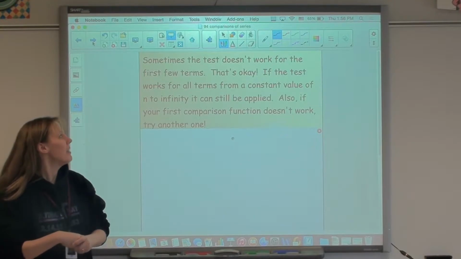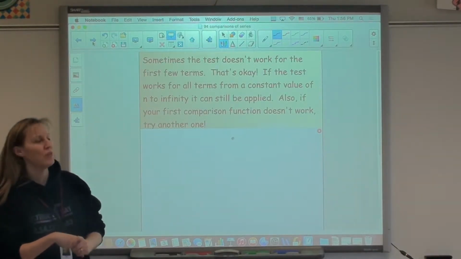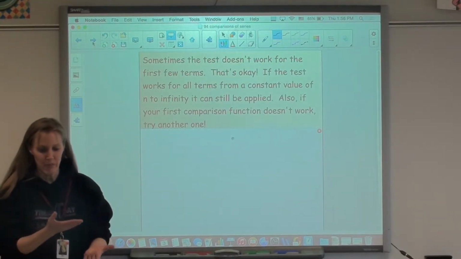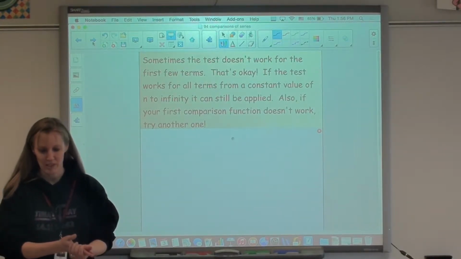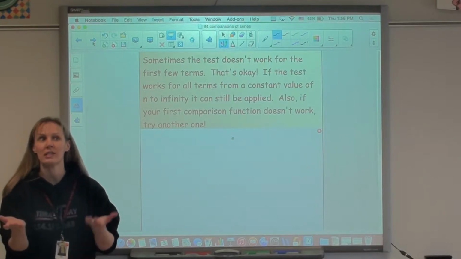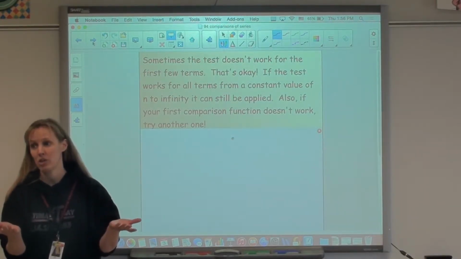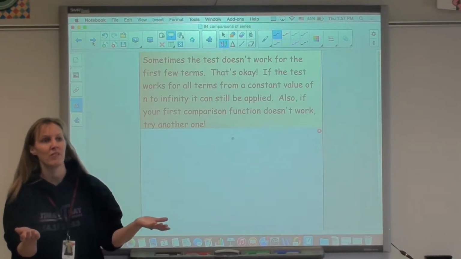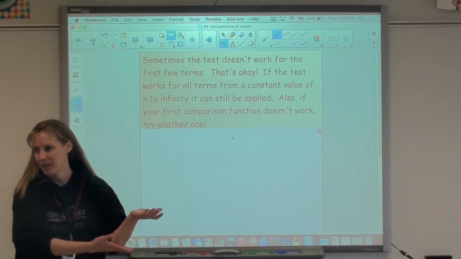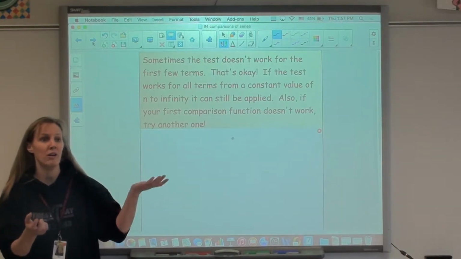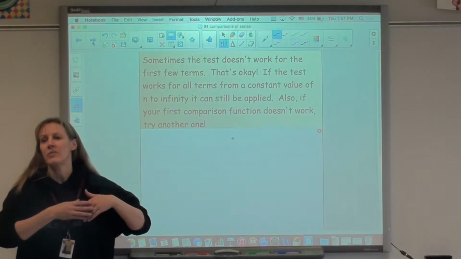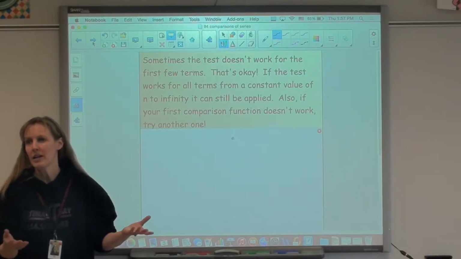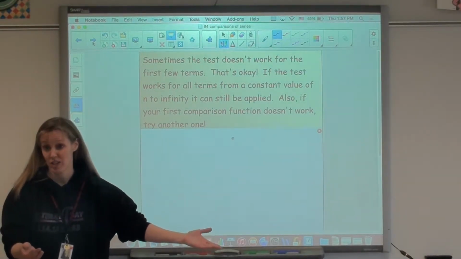So, sometimes the test doesn't work for the first few terms. Sometimes it doesn't work for the function you pick. For the direct comparison test, you might have one function that seems like the really obvious one to compare it to. And then what happens is, the one you're comparing to diverges and your function is less, or the one you're comparing to converges and your function is greater. So sometimes the function that seems obvious doesn't work well and you have to find another function.